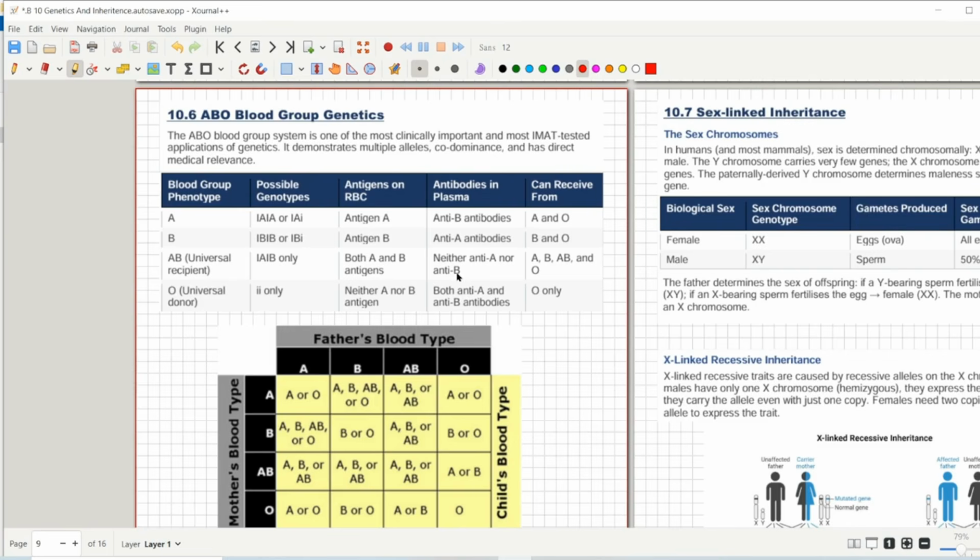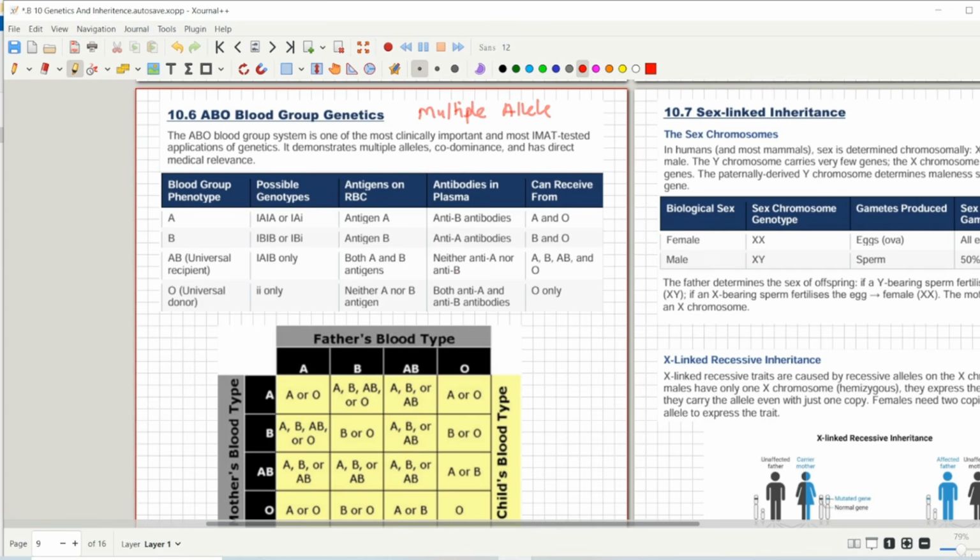Okay, so let's talk about ABO blood group genetics. First of all, you have to know that ABO blood group is actually an example of multiple alleles. So what is multiple allele? Multiple allele simply means a gene that has more than 2 alleles. Some genes may have as many as 300 alleles, but the ABO blood group system doesn't have that many, and we will discuss these alleles here.